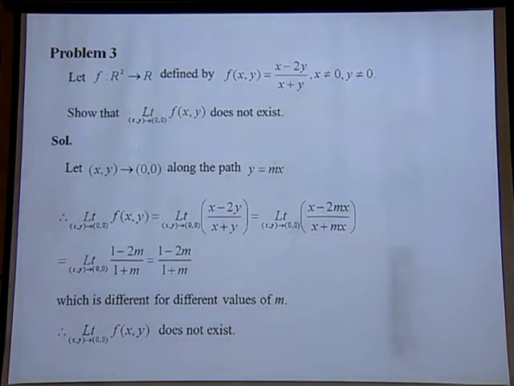So, that means our limit of f of (x, y) as (x, y) tends to (0, 0) will take different values for different values of m. So, limit of f of (x, y) is not unique when (x, y) tends to (0, 0). So, that implies limit of f of (x, y) does not exist.